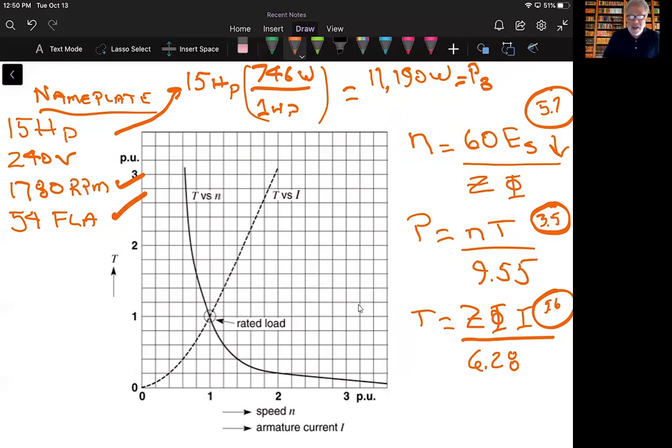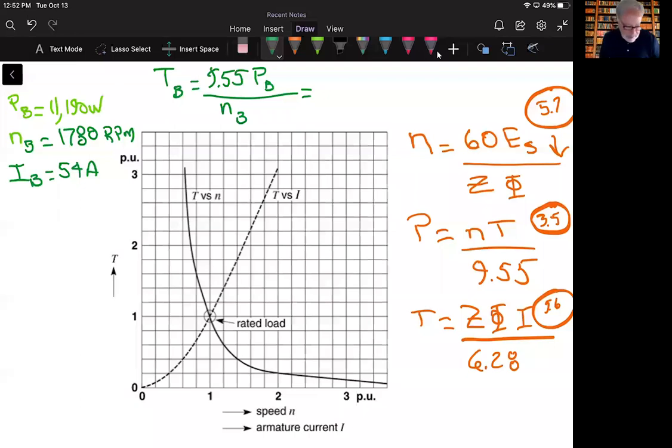Okay, so let me pause that, clean this up a little bit, and we'll finish this thing. So we can see these bases that were given to us. No calculation involved, just recognizing that nameplate information gives us bases. From these bases, we can calculate the base torque. Torque is 9.55 times the power divided by the speed, and plugging our bases in from over here and calculating, we come up with the base torque is 60 Newton meters.